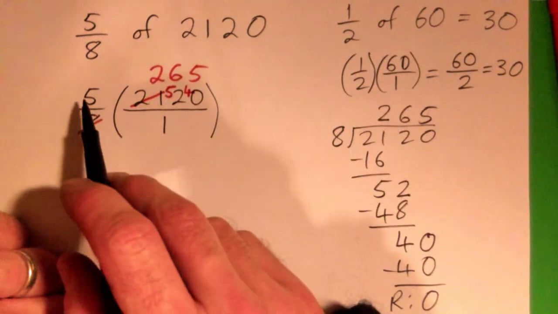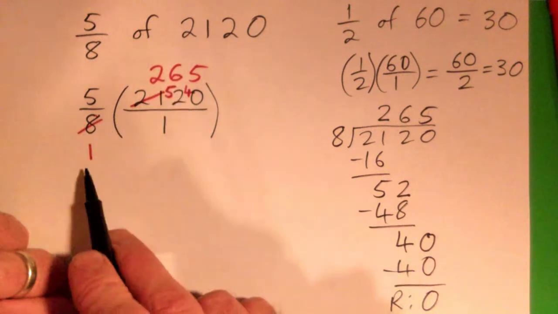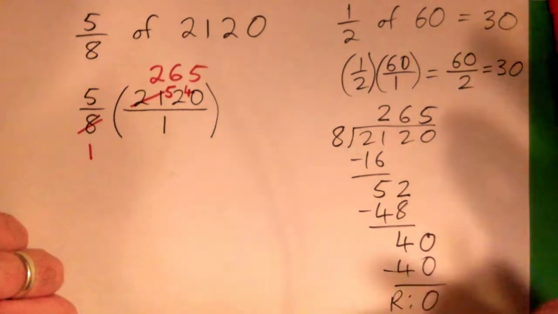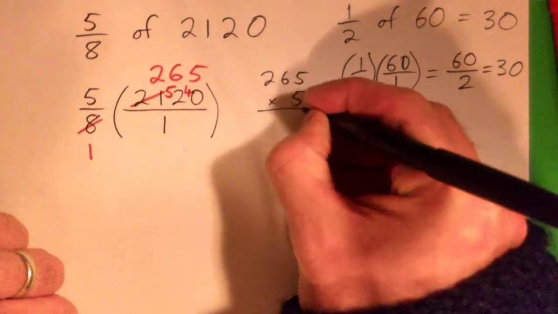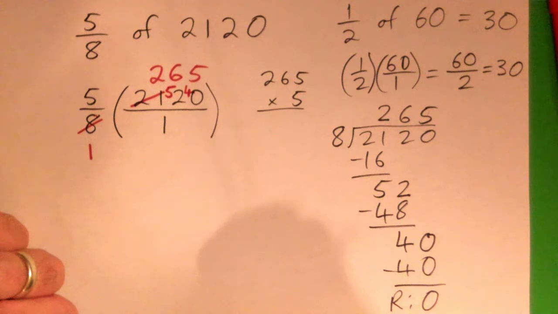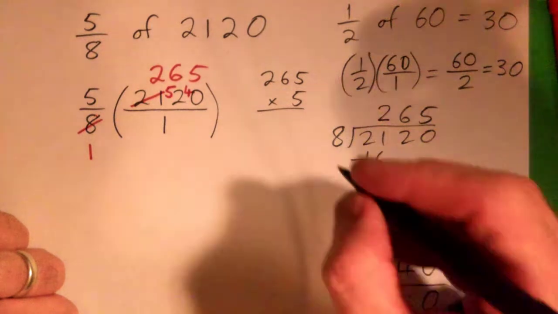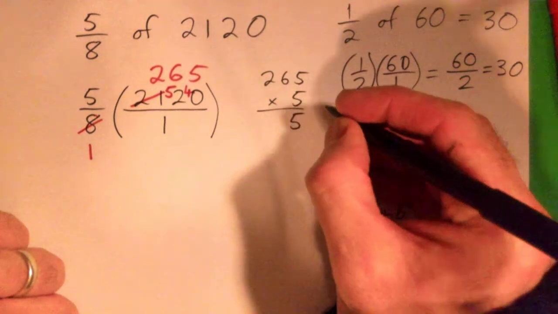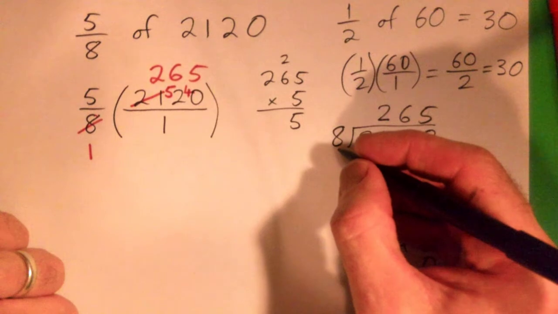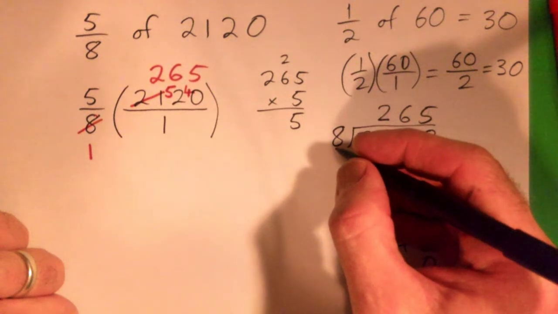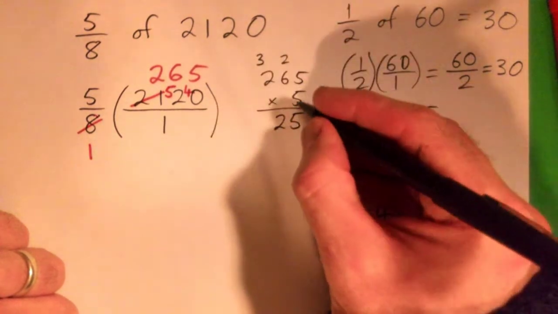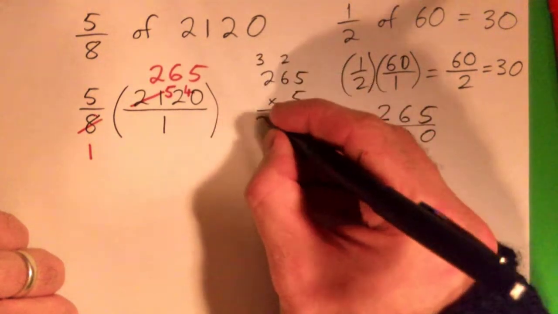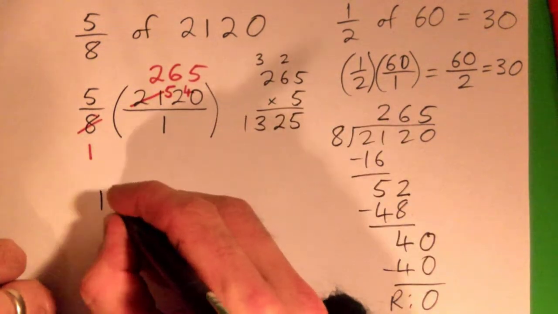So we now have 5 times this number over 1 times 1, right? So let's do long multiplication. 265 times 5. How about that? 5 times 5, 25. Carry 2. 5 times 6, 30, and 2, 32. 5 times 2 is 10, and 3, 13. 1, 3, 2, 2, 5. Done.